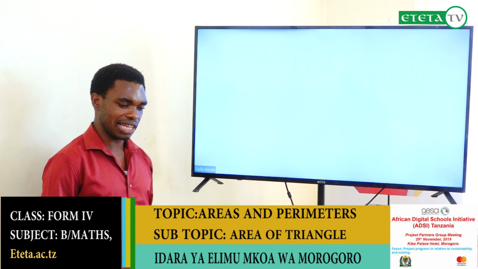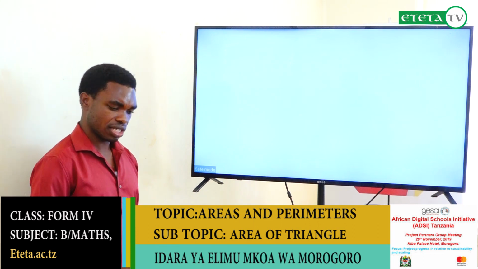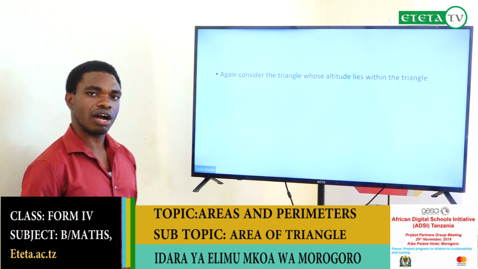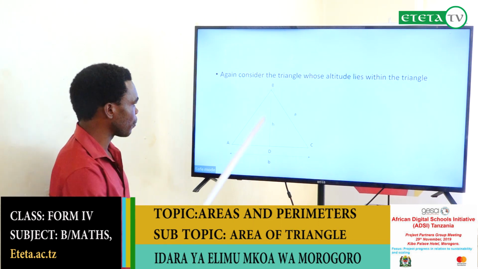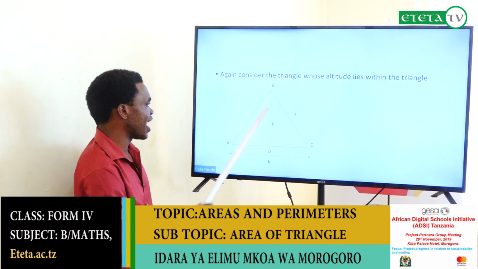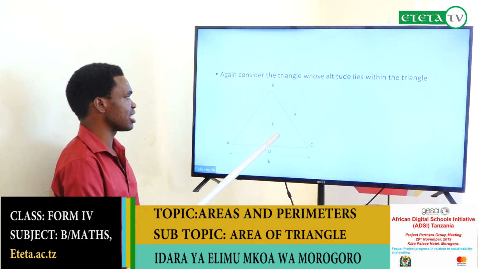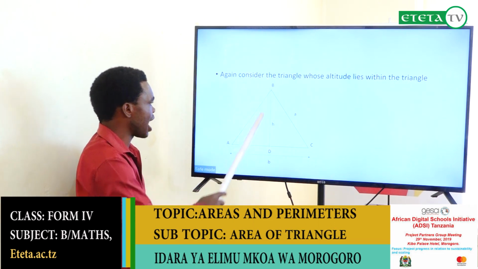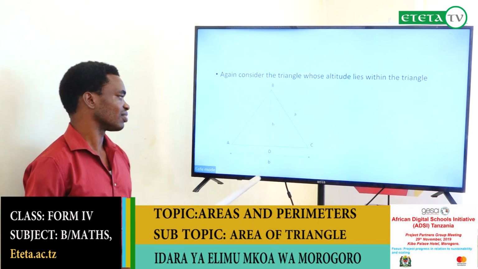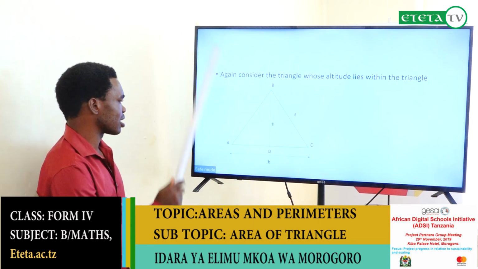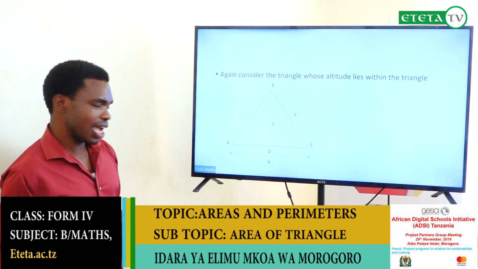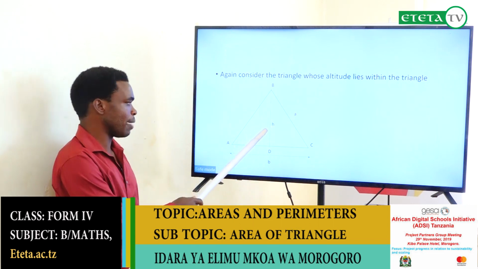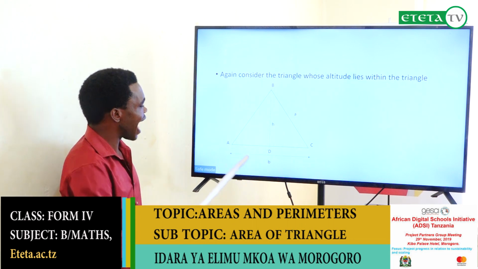But now let us see how it will be for the triangle whose altitude lies within the triangle. Consider the triangle whose altitude lies within the triangle. For example, this one. As we discussed, if h is found inside the triangle, then it is a triangle whose altitude lies within the triangle. Here the base is this one, and here we have the altitude or the height, which is h. Our formula says a half times b times h, which is the formula for finding the area of the triangle. For example, if we don't have h, but we have this side, and we are given this base b.